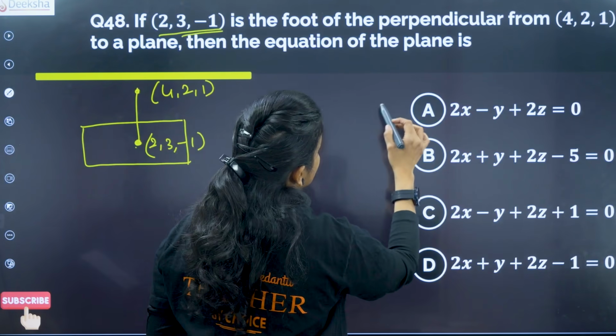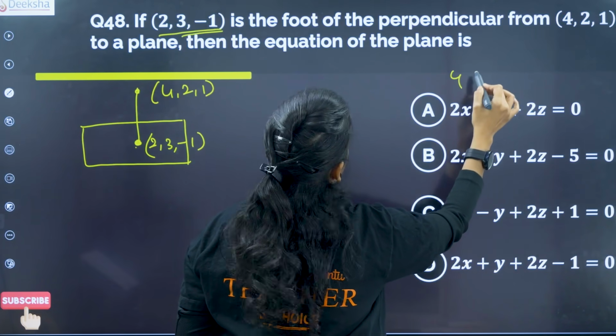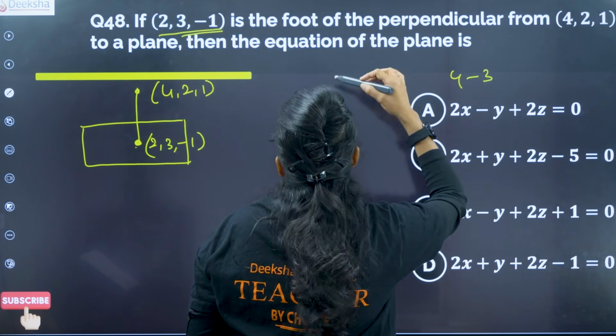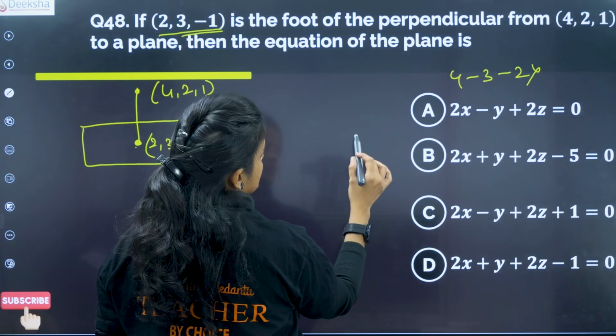So if I substitute, 2, 4 comes and -3, then minus 2 satisfy agadilla. Okay, put it in this and check.